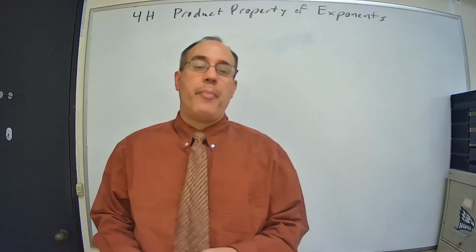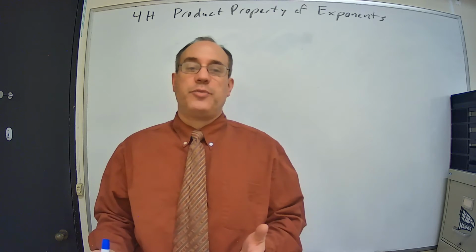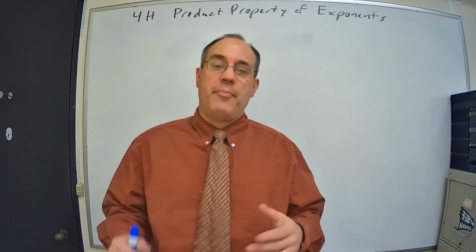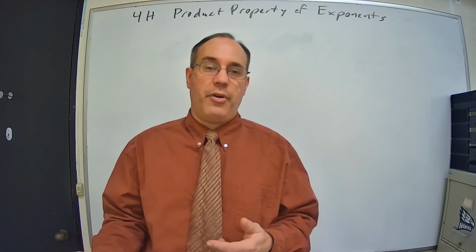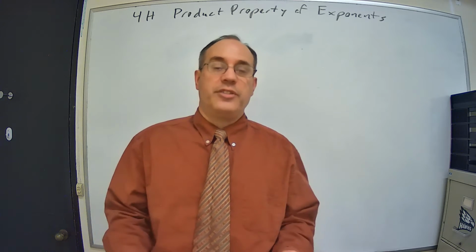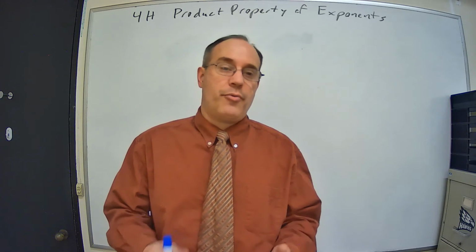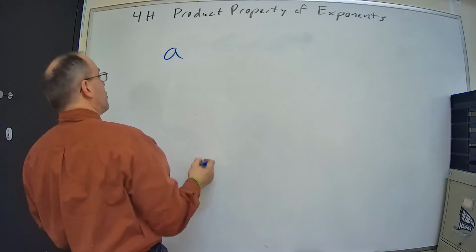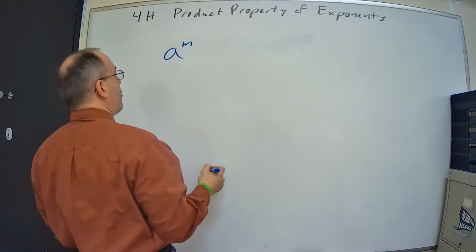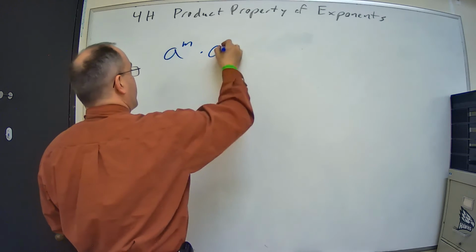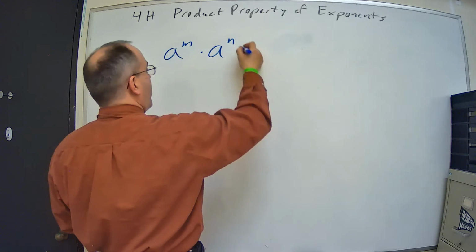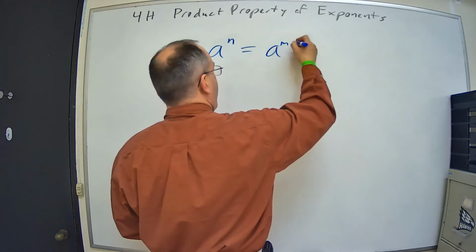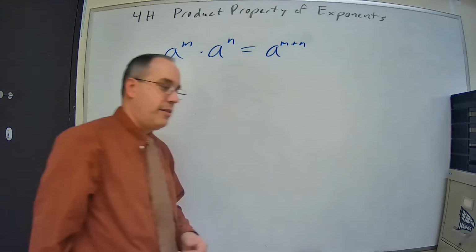4H, product property of exponents. Product property of exponents just says if you take a number raised to a power and multiply it by that same number raised to a different power, the resulting value will be that same number raised to the sum of those two powers. So essentially, some number a raised to the power m times that same number a raised to the power n is equal to that same number a raised to the power m plus n.